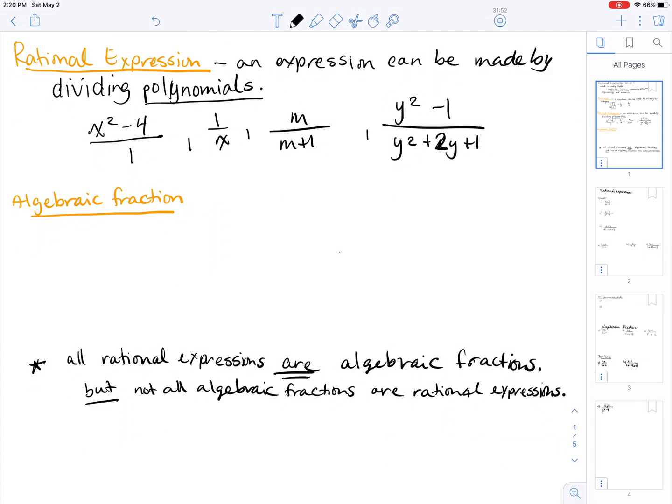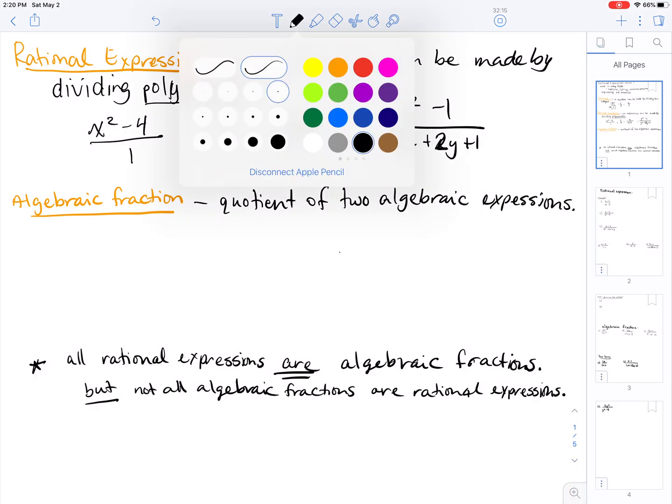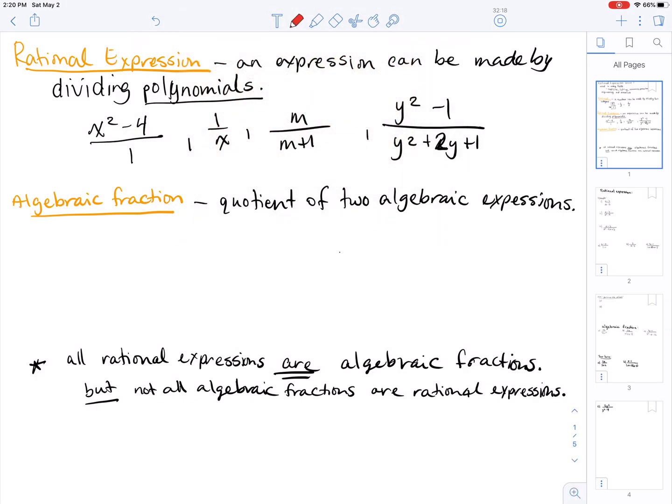Sometimes you'll hear me use rational expression or algebraic fraction. An algebraic fraction simply is the quotient of two algebraic expressions. So if we look at the examples from rational expressions, y squared minus 1 is an algebraic expression, and y squared plus 2y plus 1 is a second algebraic expression. Why? Because we can solve each of them for y.